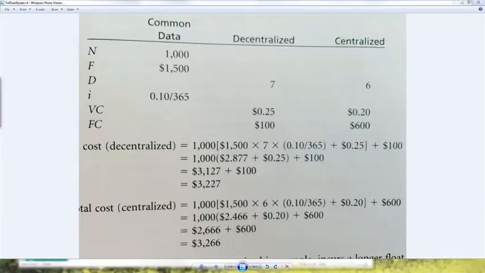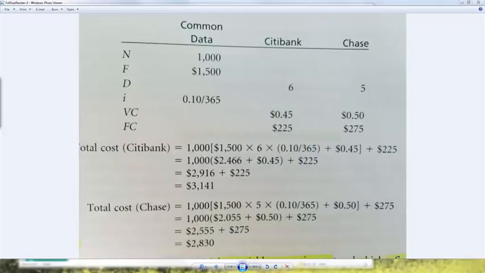Now the author goes on page 325 and calculates also the cost of the centralized system using the same formula, and finds a cost of $3,266. It's slightly more for a centralized system for this situation. Now I want to move to page 327, where we're utilizing the very same formula and we're comparing two bank lockboxes as opposed to comparing a centralized and a decentralized system, but it's the same calculation.